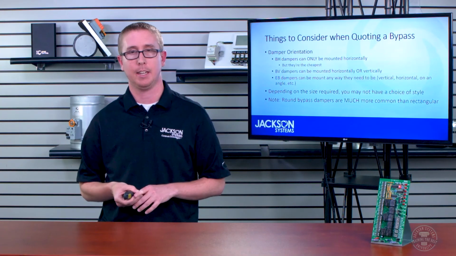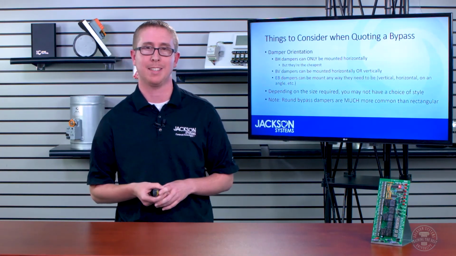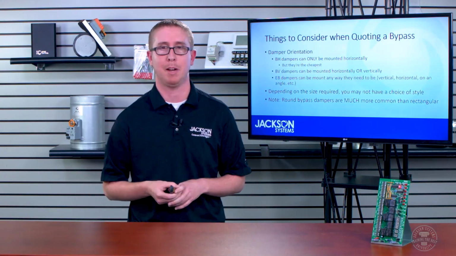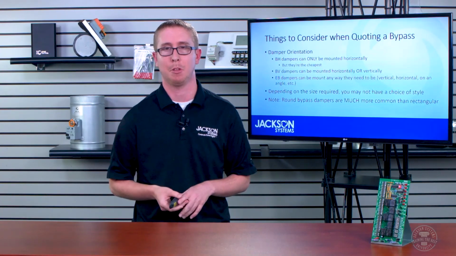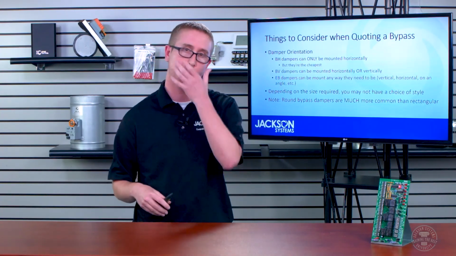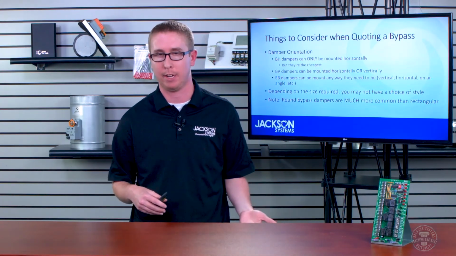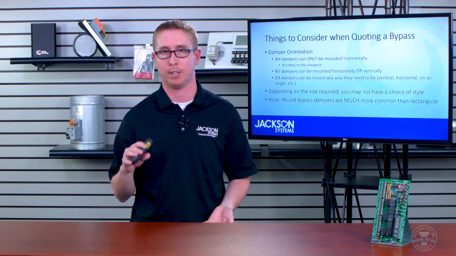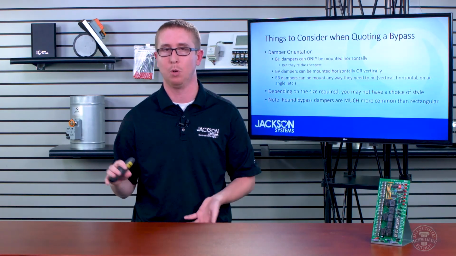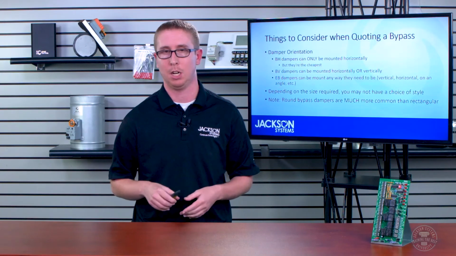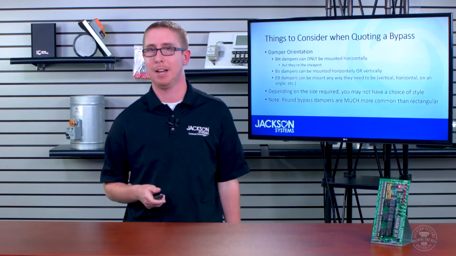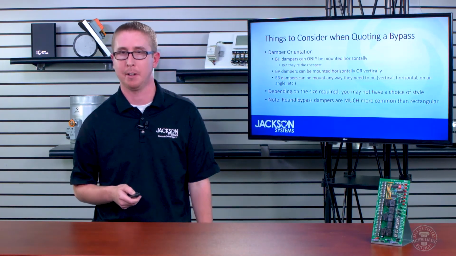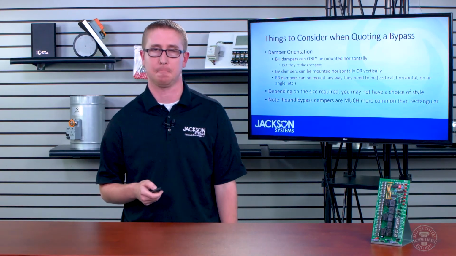The second thing to recall, as I mentioned before, is that depending on what size you need, you may not have much of a choice in style. We stock the EB in all configurations, while the barometrics are mostly limited to smaller rounds. In general, round bypass dampers are going to be much more common than rectangular.